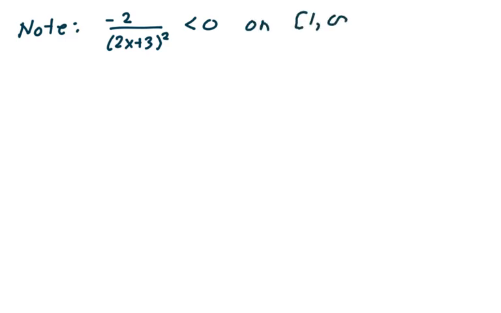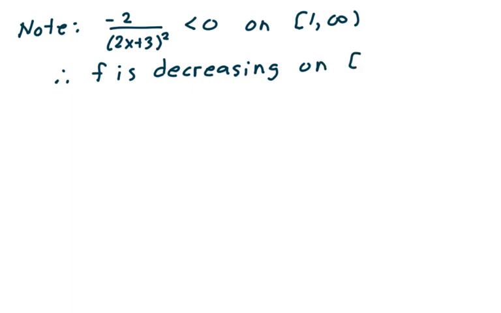Now, let's notice something. Negative 2 over (2x plus 3) to the second is less than 0, strictly less than 0, on 1 to infinity, immediately. And so what that tells me is that f is decreasing. This is from Calculus 1, on 1 to infinity.